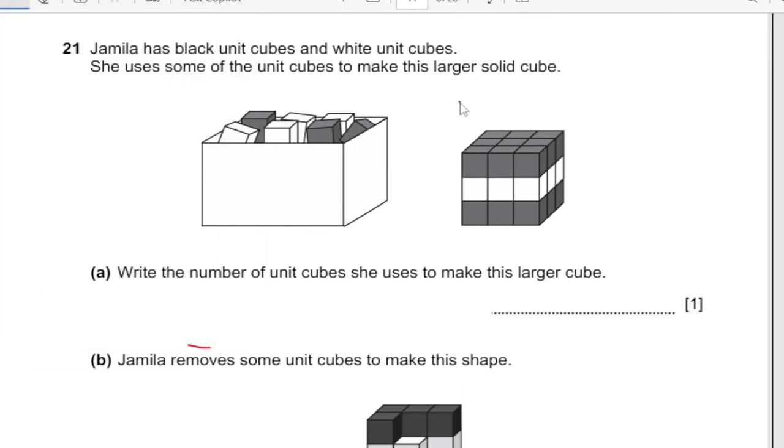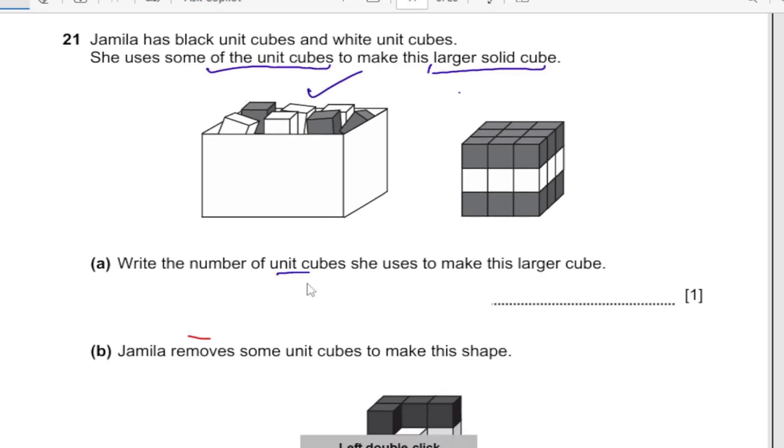Okay. Now number 21. Jamila has black unit cubes and white unit cubes. She uses some of the unit cubes to make this large solid cube. So she has cubes here, black and white, and she made a bigger cube here. Write down the number of unit cubes she uses to make this larger cube.